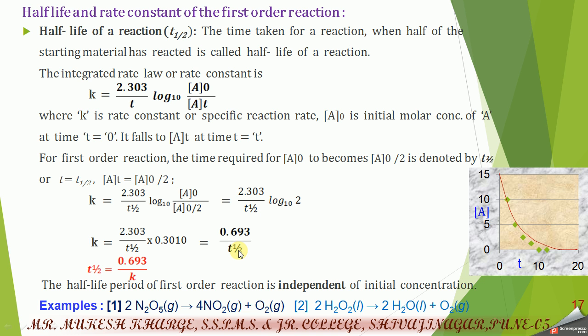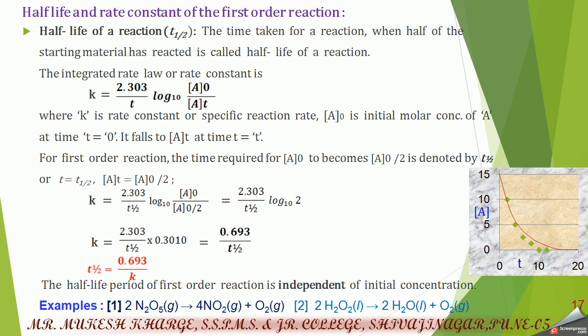If you rearrange this, t half is equal to 0.693 upon k, which is the half-life period of a first order reaction. In this formula, the concentration of your reactant is absent, so your half-life period is independent of initial concentration. So this is the half-life period.